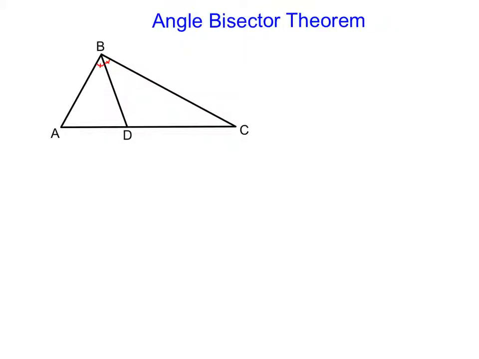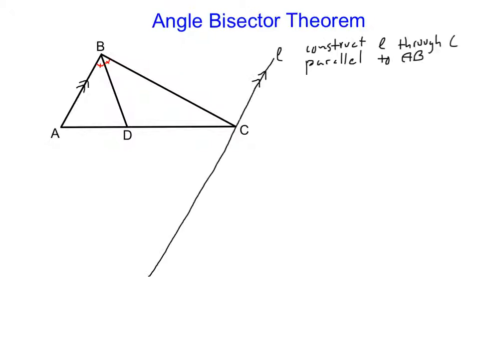Hello there. In this video we're going to prove the angle bisector theorem. The challenge in this one is that the triangles that you have in the beginning are not similar to each other. So the genius of it comes from creating another line, a line through point C parallel to AB.